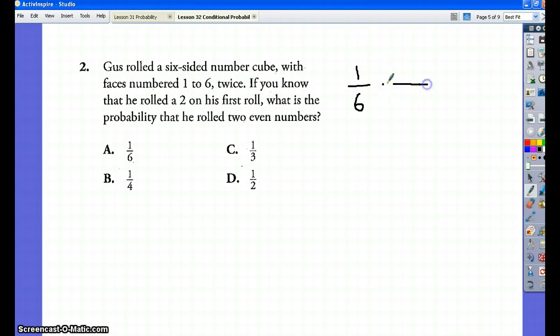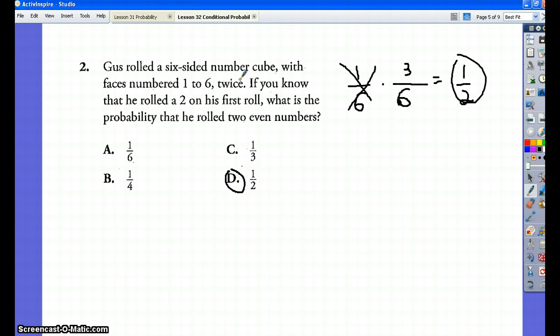So the probability that he will roll 2 even numbers, well, this has already happened. So again, we can cancel that out. And so what's the probability he will roll an even number? Well, there's 2, 4, and 6. That's 3 options out of 6, which just simply equals 1/2. So the answer would be D.